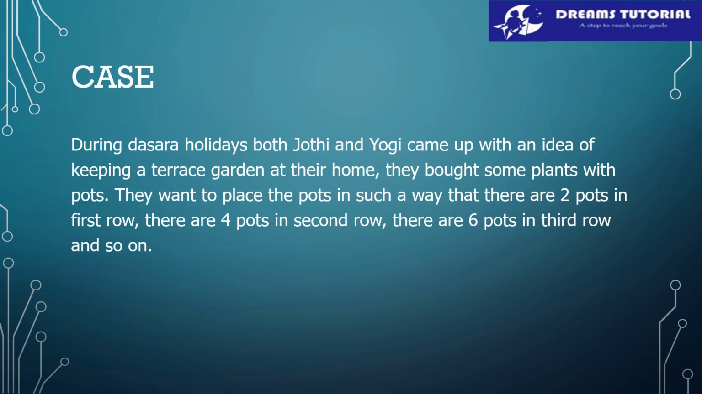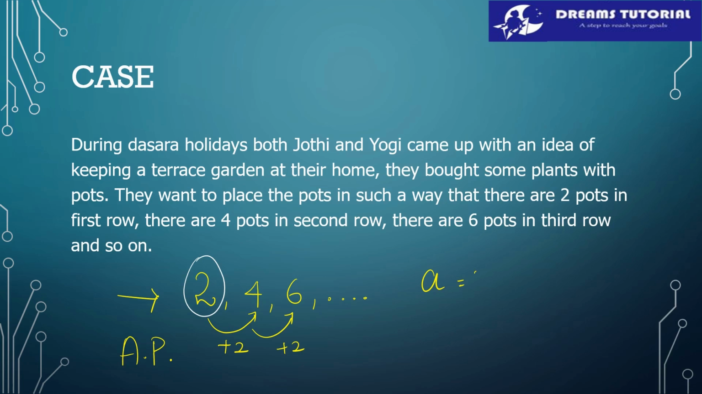So now when you look at the number of pots that they are placing, you can see 2 pots in the first row, 4 pots in the second row, 6 pots in the third row, and so on. What kind of sequence is this? Of course, you all would be able to identify that this is an arithmetic progression. In short, we can call it AP. Every next number in this particular AP is obtained by adding 2 to the previous number. So in this case, what is the value of a? a here is the first term, which is equal to 2. What about the value of the common difference? The common difference here is the number that is getting added every time, which is plus 2 in this case. I hope you all are clear with it.